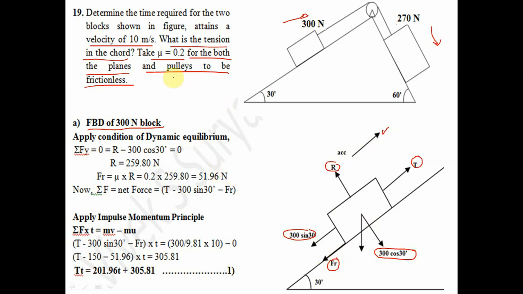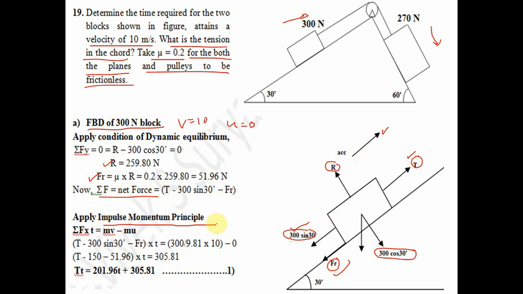Okay. Now we are given the velocity v, 10 meter per second, and here initial velocity we have to take 0. So from summation Fy is equal to 0, we have to calculate normal reaction R, and from that we have to calculate frictional force Fr. So now we have to calculate net force. This is T minus 300 sin 30 minus Fr.